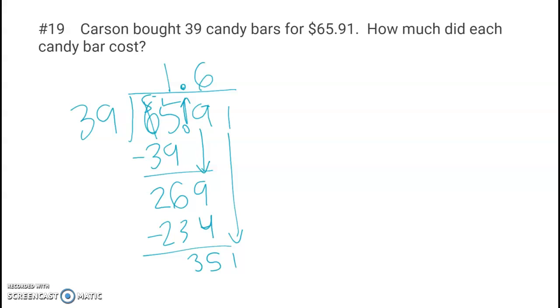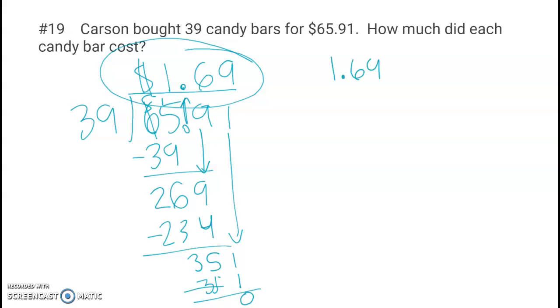I'm going to bring down that 1. 39 would go into 351. Let's see, 8 or 9 times. Let's try 9 times. 9 times 9 is going to be 81. Carry the 8. 3 times 9 is 27, plus the 8 is 35. So that's exact. So $1.69 is how much each candy bar costs.